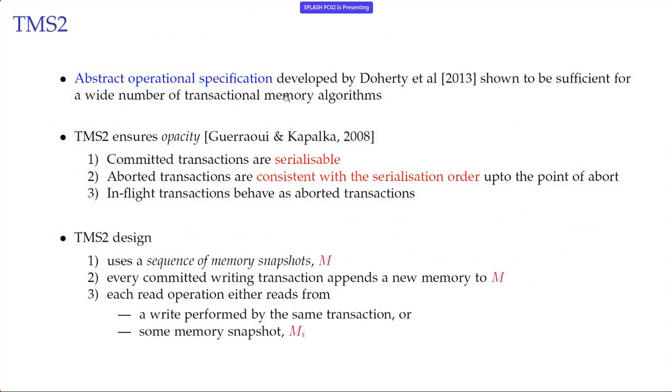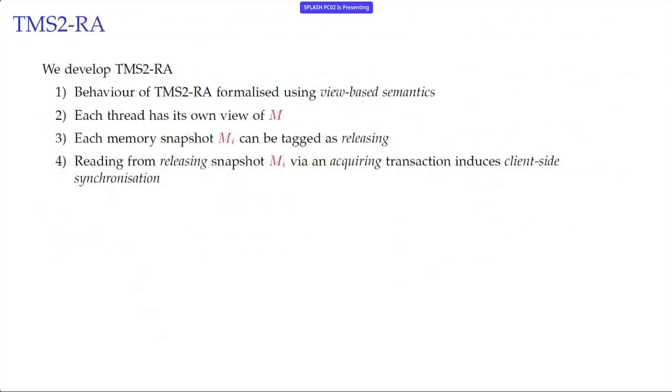The way TMS2 is defined is using a sequence of memory snapshots. Whenever you have a committed writing transaction, you append a new memory snapshot onto this M, and read operations can read from a particular memory snapshot. That's the way it works. I'll show you a picture of that in a second. Now TMS2-RA, which is a relaxation, essentially tags the memory snapshots as being either releasing, acquiring, or release-acquiring and so forth. Depending on who's read from what transaction, you're guaranteed some kind of client-side synchronization.